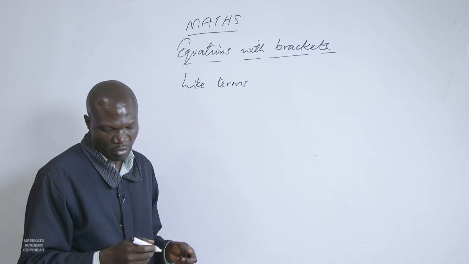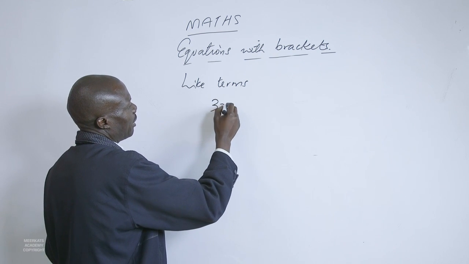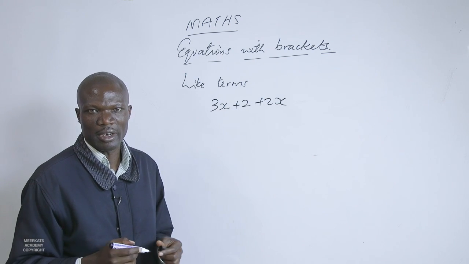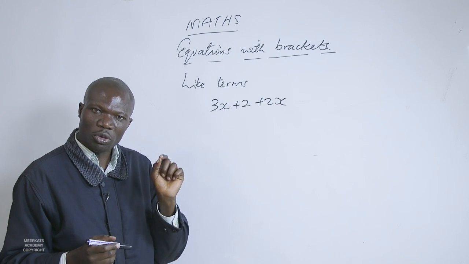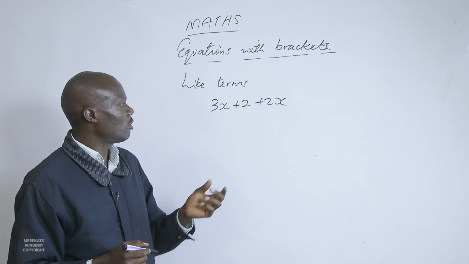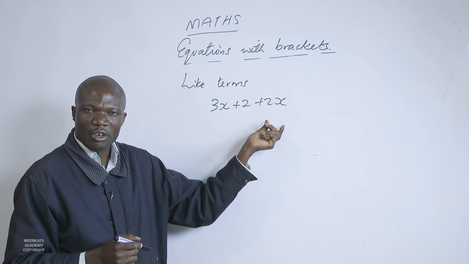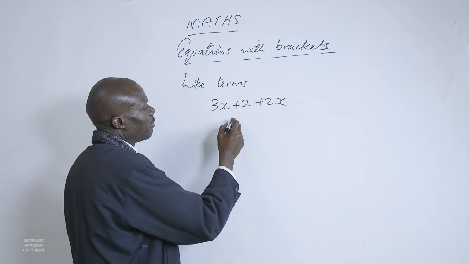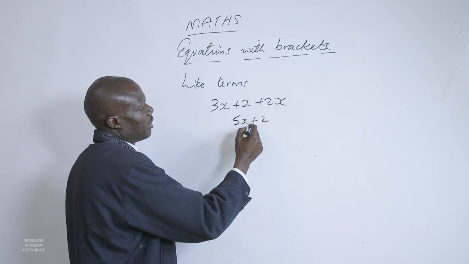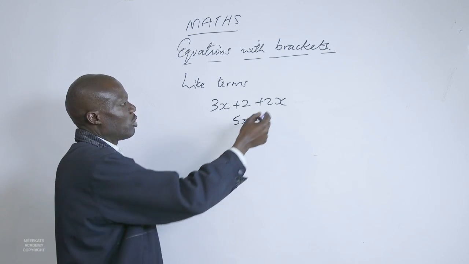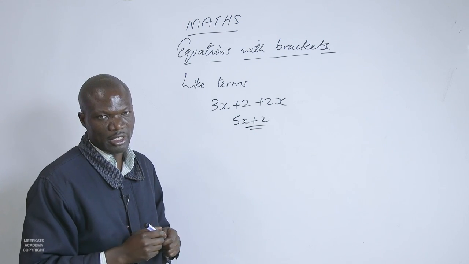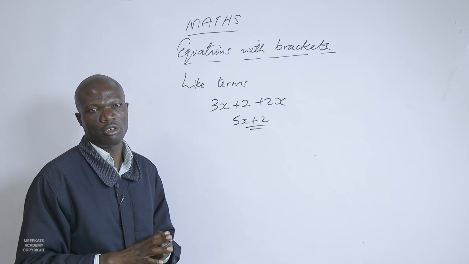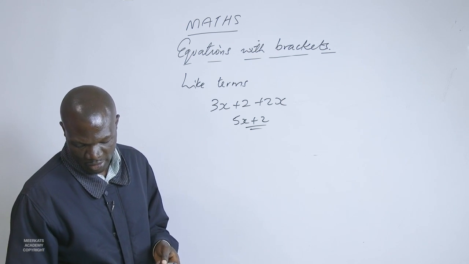For example, if you have 3x plus 2 plus 2x, you identify which ones are like terms. I've said those pronumerals with similar letters. In this case, we have x here and x there. So 3x plus 2x will give us 5x, and then the constant 2 stays the same. That's why we're saying, while expanding brackets, let us take note of the like terms.